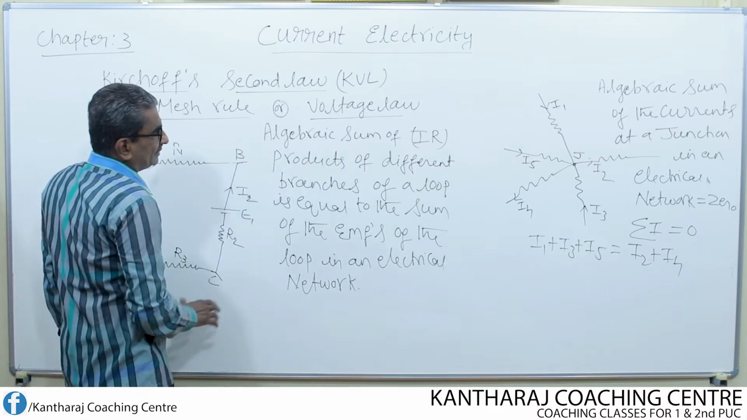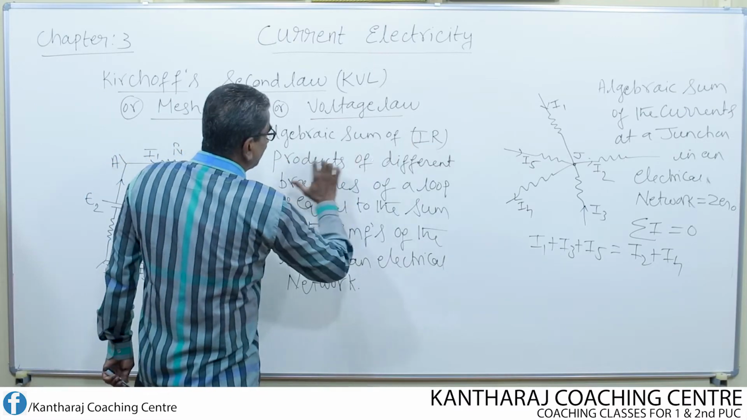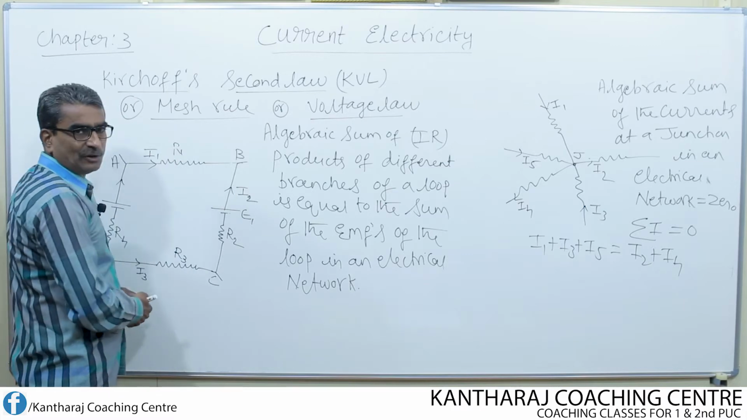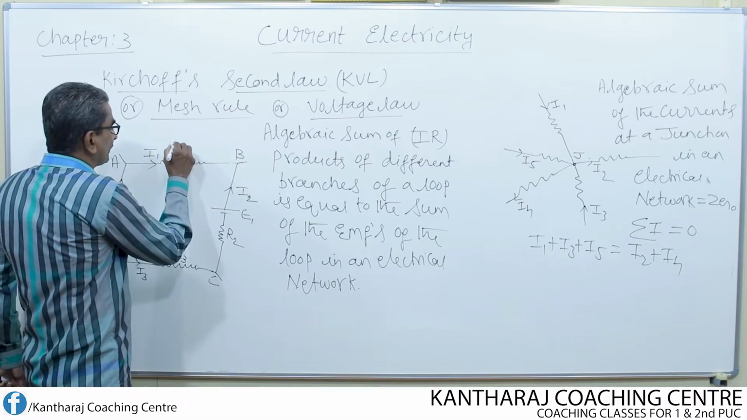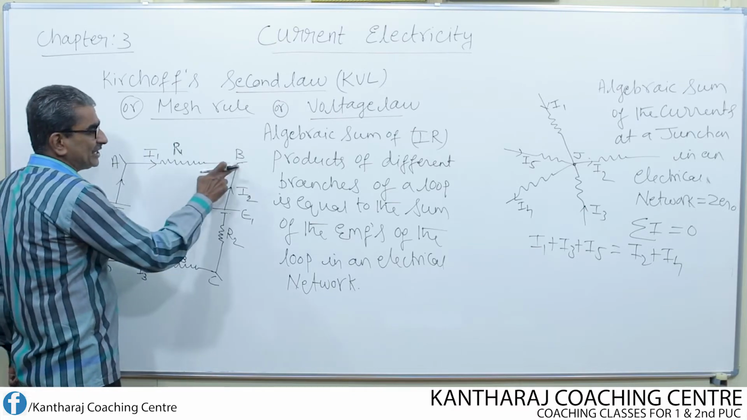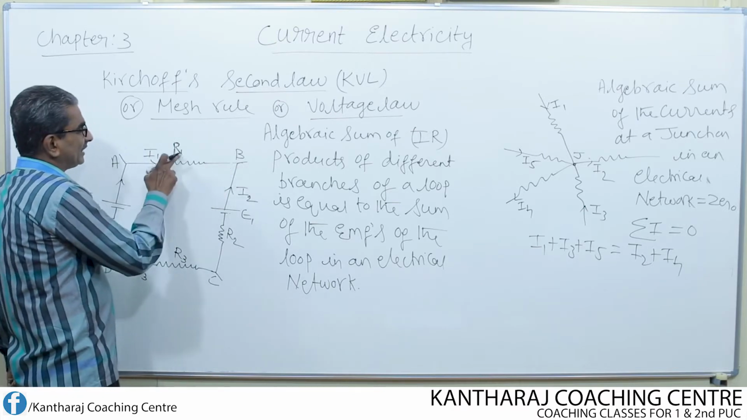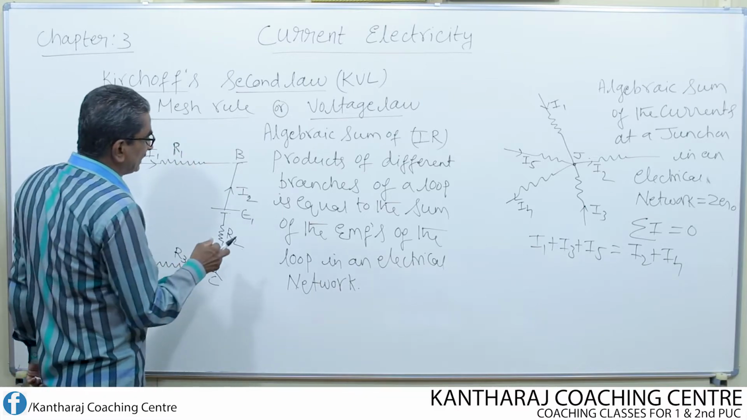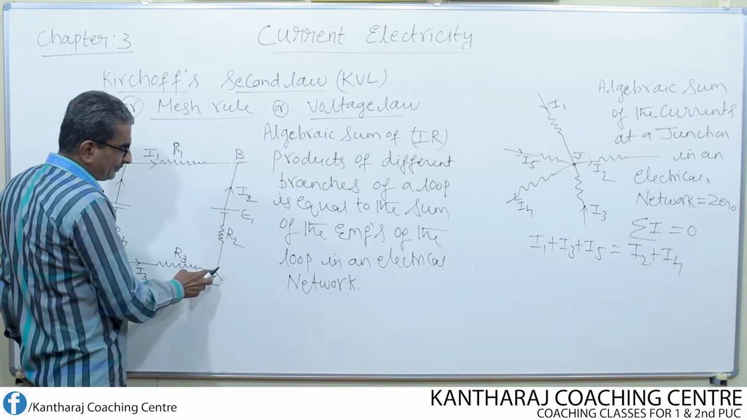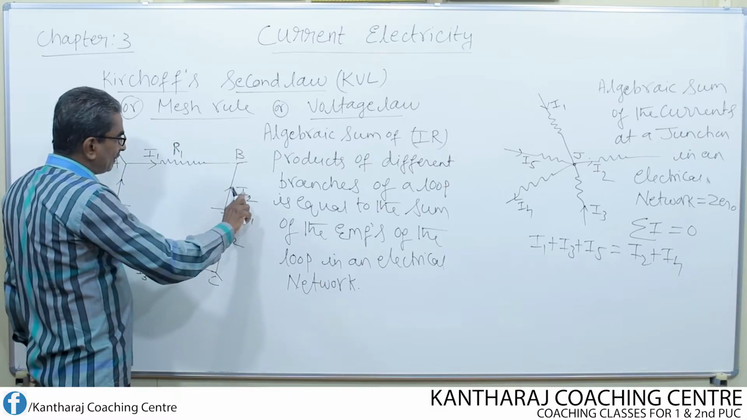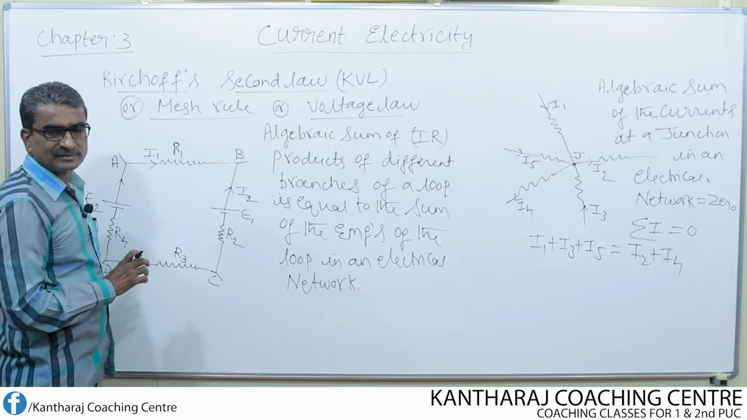According to the law, algebraic sum of IR products. IR product means what? Product of current and resistance. Now, suppose I consider the product of current and resistance of the branch AB, what is that? I1 into R1. What is the product of current and resistance of the branch BC? It is nothing but I2 into R2. So this is IR product. This is IR product.